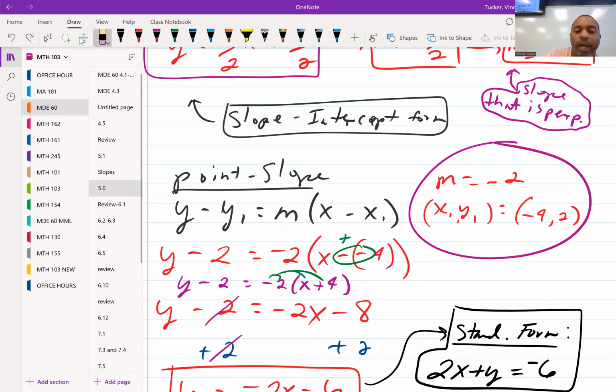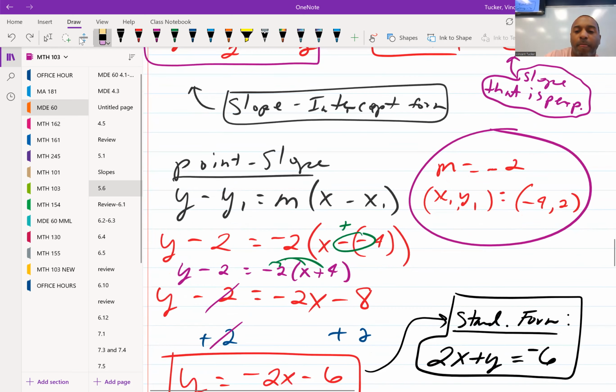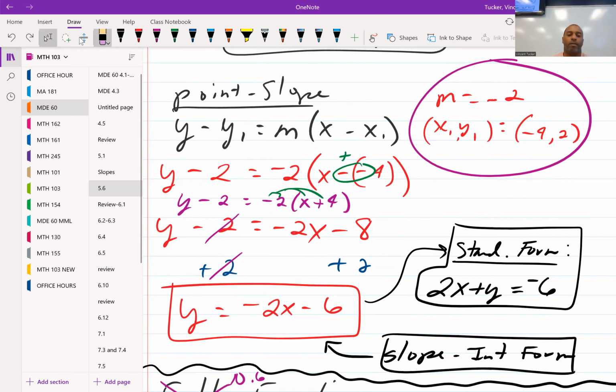So add 2 to both sides. And that'll give us y equal to -2x minus 6. So that's slope-intercept form. Now, if you want to put it in standard form, we talked about that. That means you need your x and y term on one side of the equation, and the constant, the term not attached to a variable, on the other side. So all you do is add 2x to both sides, and your standard form will be 2x plus y equal to -6.